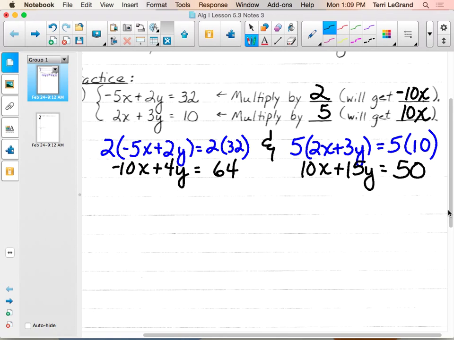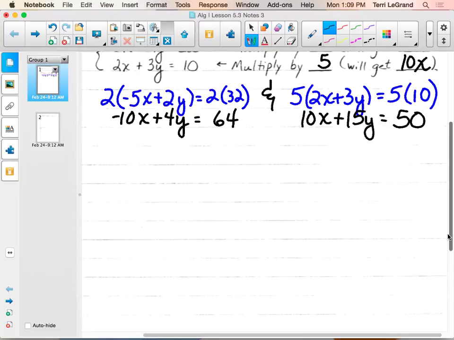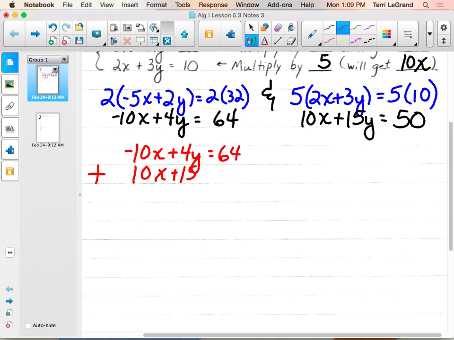Okay, so I'm feeling pretty good about mine because my x's look like they're opposite, so I'm going to get them lined up one above the other so that I can get ready to add them together. So get them lined up vertically, like an addition problem.